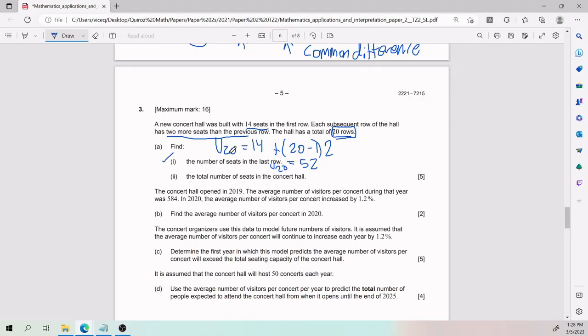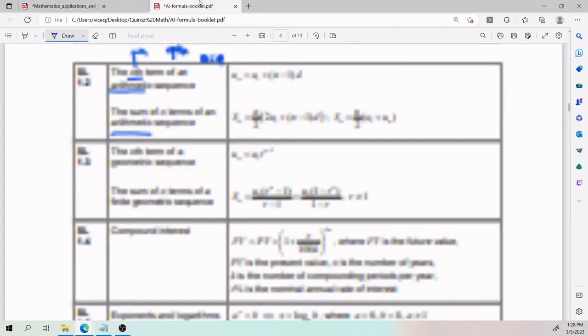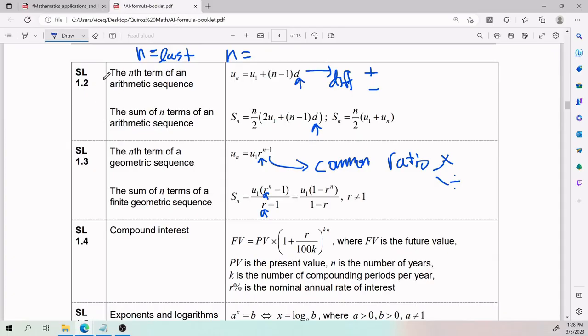Part A, part 2 is asking for the total number of seats in the concert hall. And so here we actually have to use the second formula. Pretty straightforward. In the first one, we were trying to find the nth term, in this case the last one, the n number 20. In this case, we're trying to find the sum of all the seats. See?